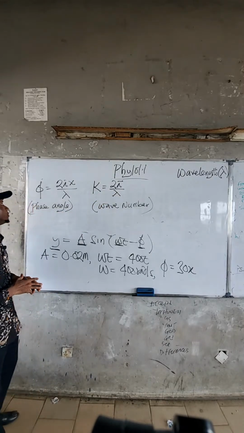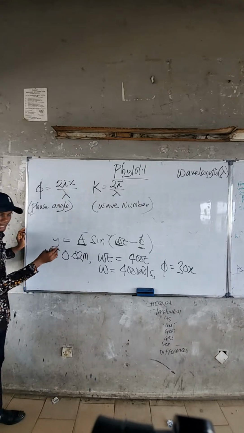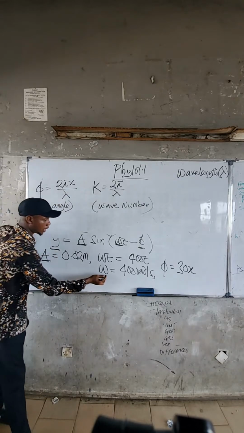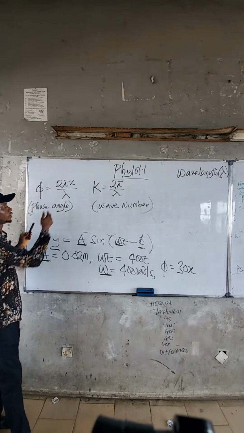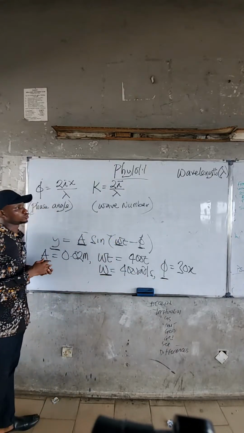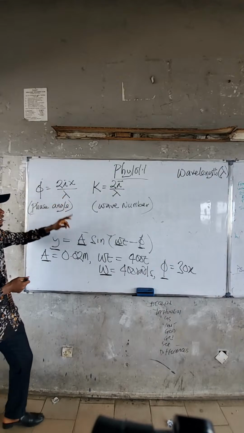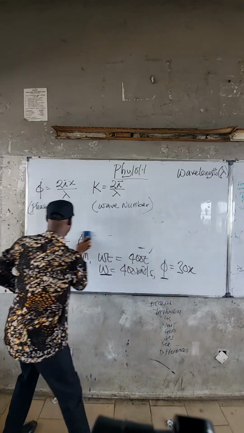If maybe you're asked to find the wavelength, and the phase angle is given to us here, we can just use this: phase angle is equal to 2 pi s over lambda. So from these parameters, either amplitude or angular frequency, the only one that is related to wavelength is the phase angle. Please take note. The only one related to wavelength is what, class? Phase angle. So class, let's try to solve this.